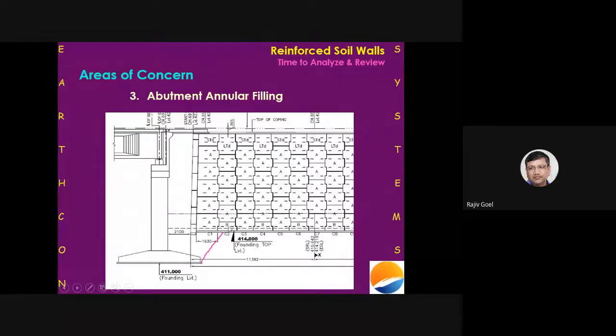Maybe this line should be going up to this point because this is my OGL here. Anyway, what I need to do is excavate this, construct my open foundation, come back, and fill it back with the backfill material. Now that's where the problem starts: at times I just dump the fill here and request the RE wall contractor to start the construction of the wall.